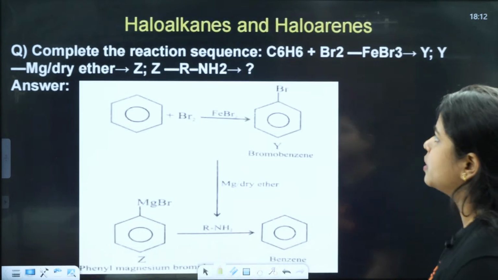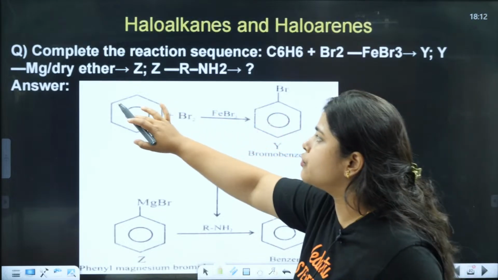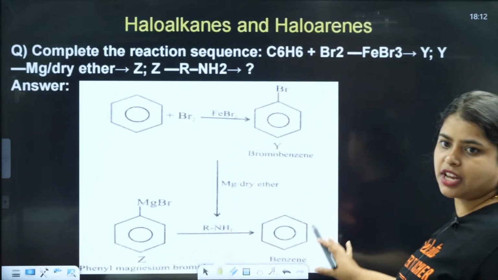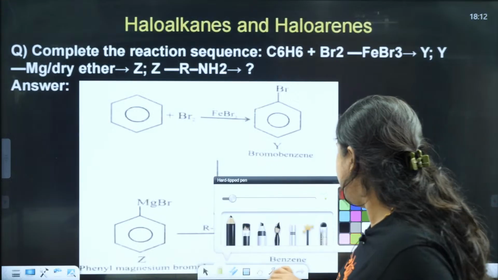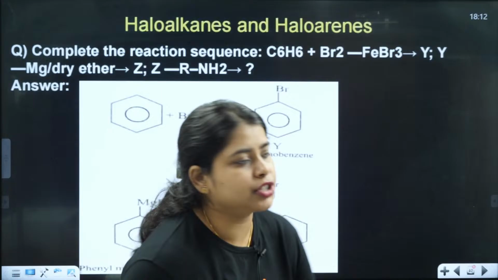Okay, next one. Complete the reaction sequence, that is C6H6 plus Br2 forming C6H5Br, that is Y. They have told us to find all the things, which means they have given all the things that we need to find. This is the structure which we are going to get. Let me tell you how the structure will be formed.